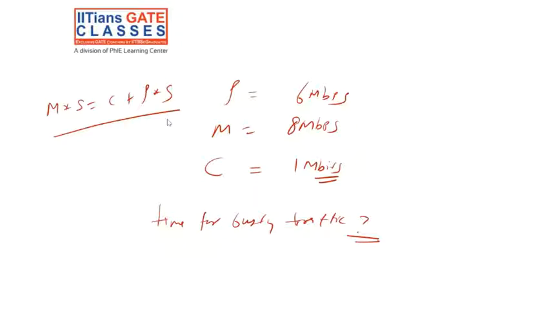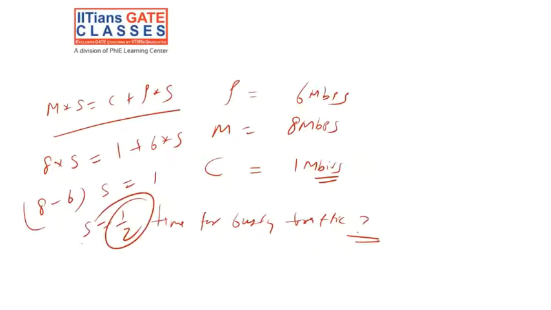Right? So if you apply this one easily, you get 8 into S, 1 plus 6 into S. So 8 minus 6 is S, 1. So 1 by 2, which is 0.5 seconds. This is the interval of the bursty traffic.